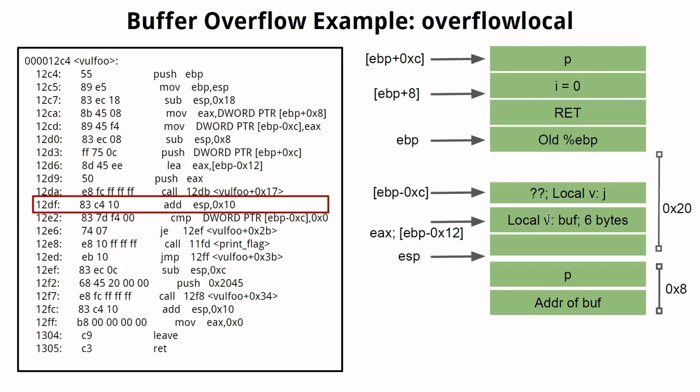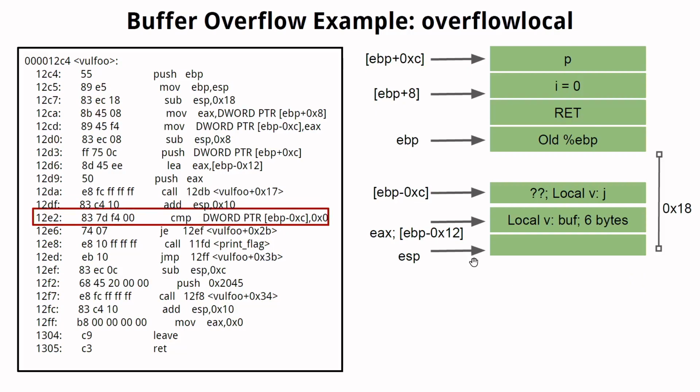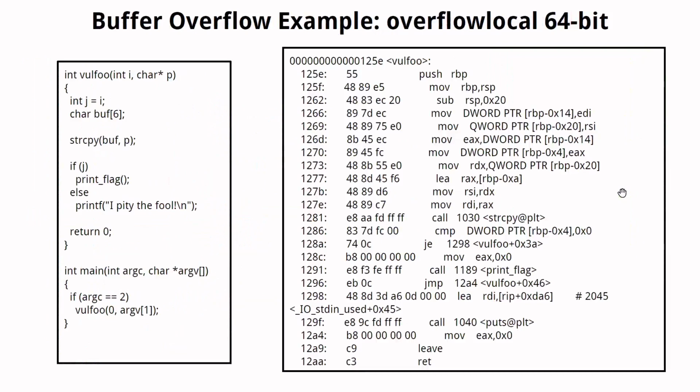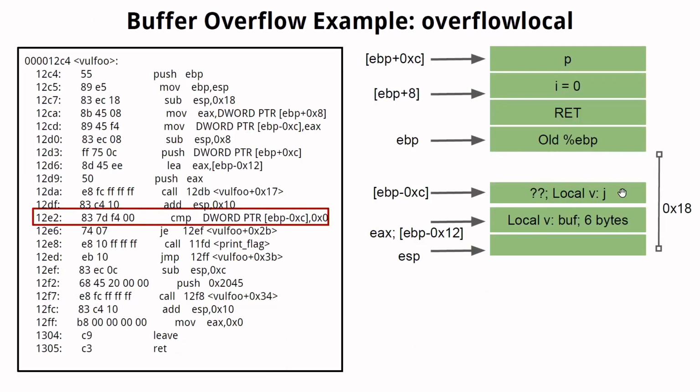Then what happens is ESP points to here. Then we add 10 hex, 16 bytes, to ESP. Then ESP moves up. Then we will compare 0 with some number. This one is for the print flag comparison. We actually compare J here because EBP minus 6 is J. We compare if J is 0, right? If J is not 0, we print flag. If J is 0, then we print the default, or in the new version, we do not print anything. Right?